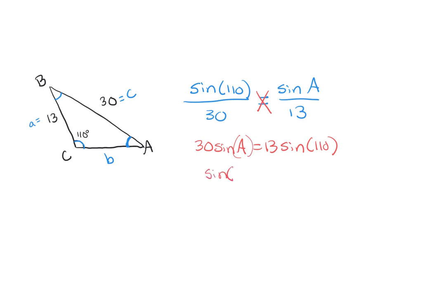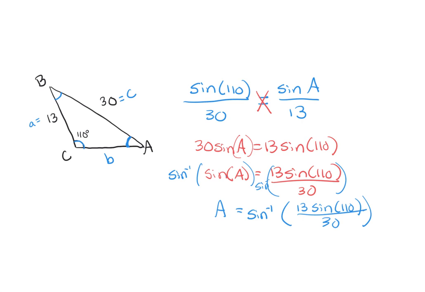So I have sine of angle A equals all of that divided by 30. So how do I find that angle measure? This is when we need to do our inverse. So inverse sine, so that I can find angle A.